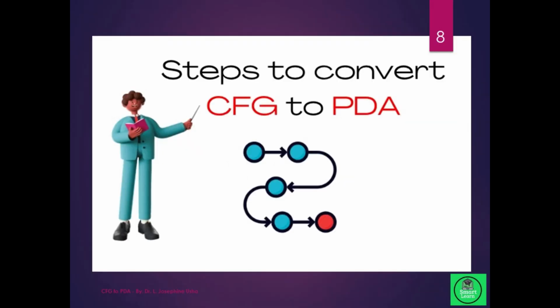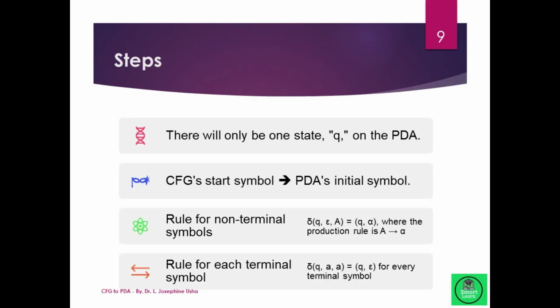Next we see the conversion of context-free grammar into pushdown automata, okay? So we will see what are the steps necessary for converting the context-free grammar into pushdown automata. There are 4 steps that are required for converting the context-free grammar into pushdown automata, okay? So we will have the grammar, and from the grammar we are going to convert to the pushdown automata.